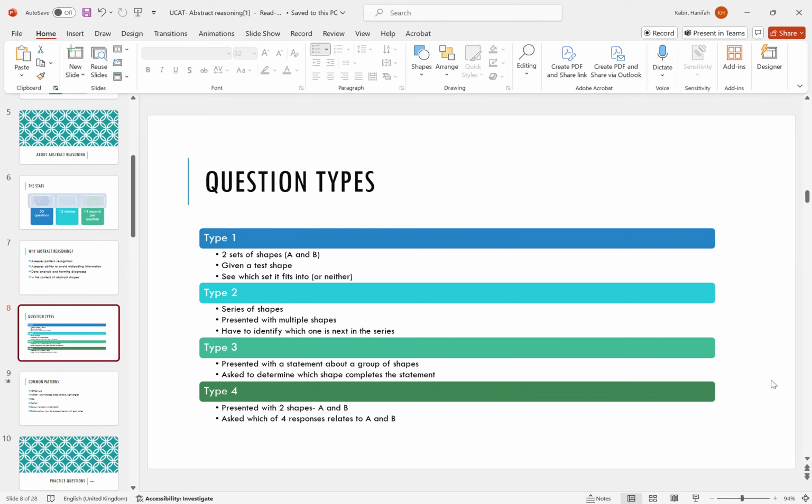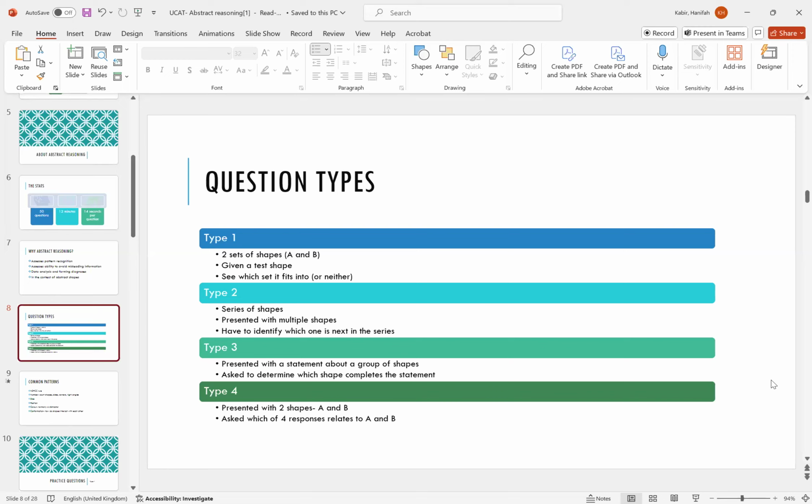There are four question types. The majority of your questions will be type one. That's your standard: six shapes from A, six shapes from B. You get five questions, and you have to decide for each of the five boxes whether they're from A, B, or neither. Neither means it either doesn't fit the pattern for either, or it fits the pattern for both. So if it matches both boxes, it's neither.